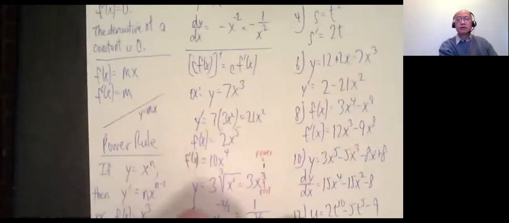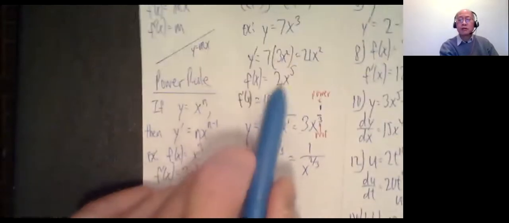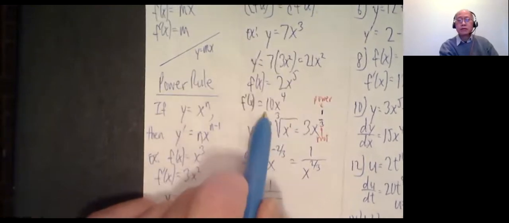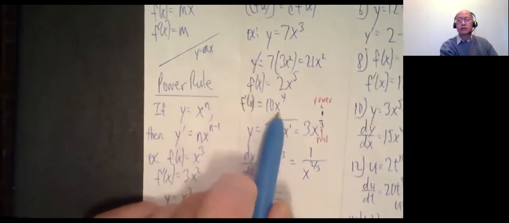Okay, some simple examples. Suppose f of x is 2x to the 5th power. What's the derivative? Just go 2 times 5 is 10. x to the 5 minus 1 is 4. So 10x to the 4th.